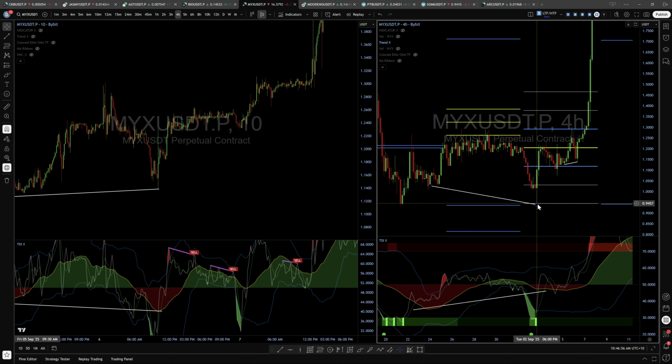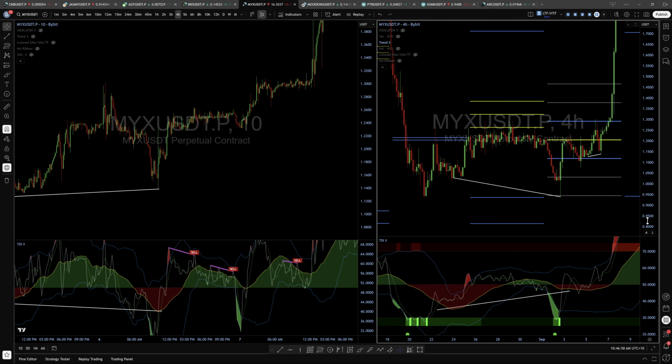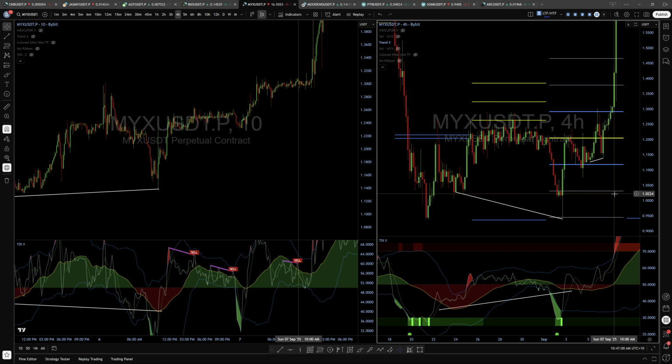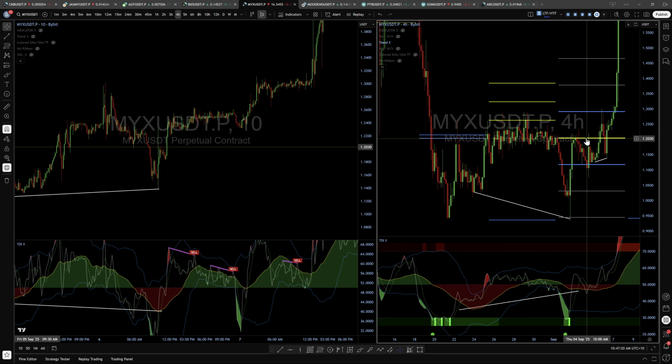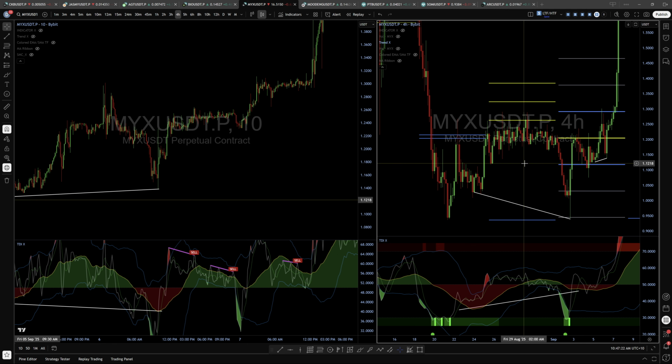So MIX wicked down and tapped that trend X line perfectly with the bullish divergence, and then it was off to literally the moon city or whatever. But when I saw this sideways chop here, I was like, I'm not touching MIX. I don't trust it. I looked at it and thought, maybe, maybe not. I even posted about MIX and said, I think it's dead or something.